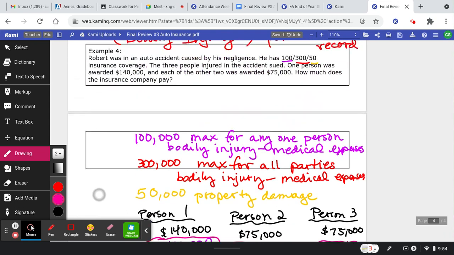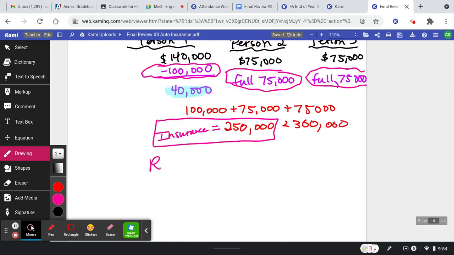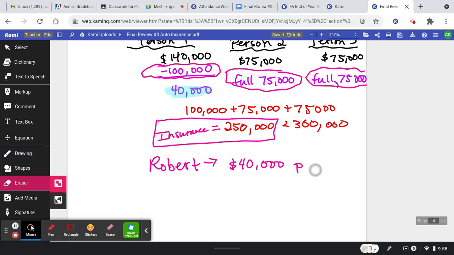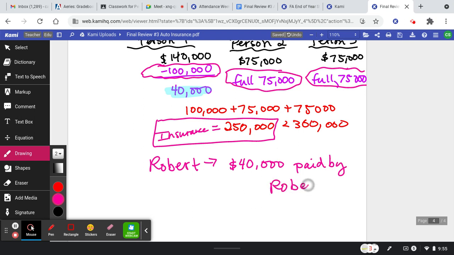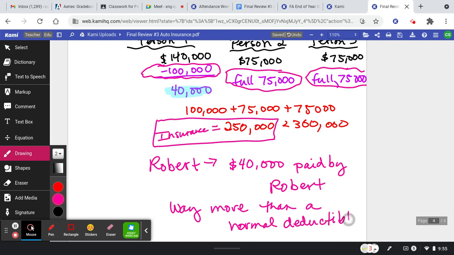So that means, what's this guy's name in this problem? Robert. That means that Robert has to come up with $40,000 because it's over his insurance maximum. So that's way more than his deductible. And it sometimes happens. You want to make sure you are fully insured so that you don't have one of these scenarios where you don't have enough money to cover you.